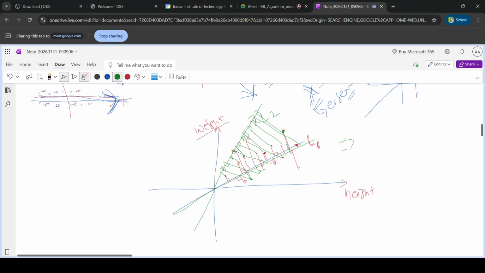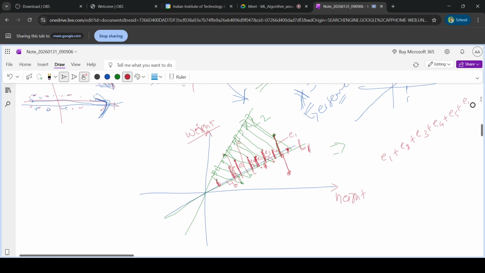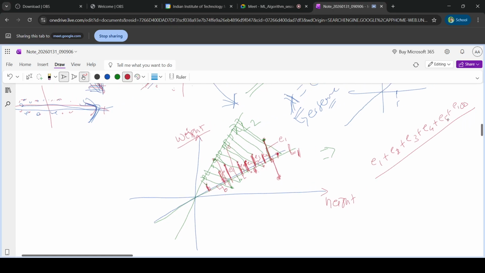because as we have discussed earlier, this is the error, this is also an error, and here is one more error. These are the errors. If you sum up the errors, maybe E1, E2, E3, E4, E5, E6, maybe En, there may be 100 points, for example. There are 100 errors, and you are just summing them. And this is what you are doing for L1.